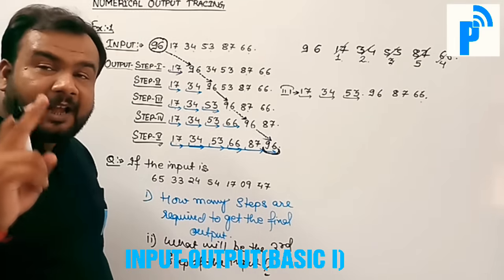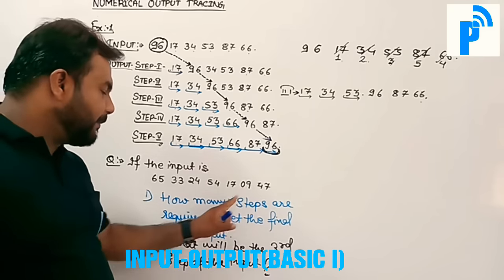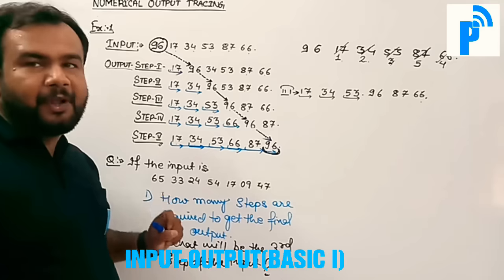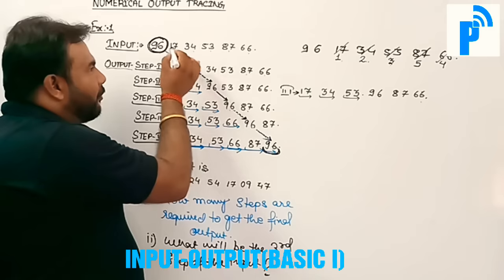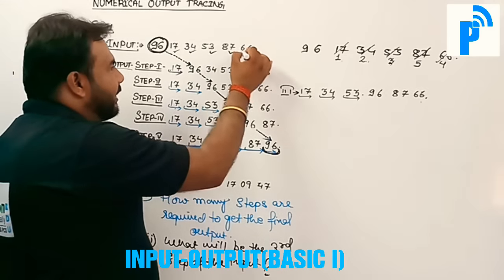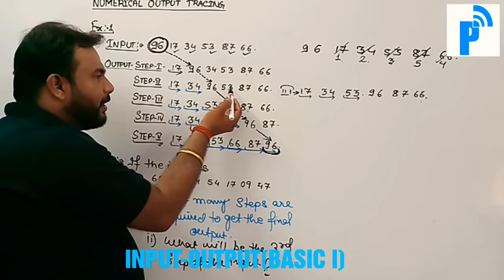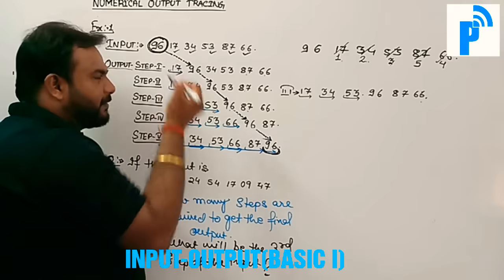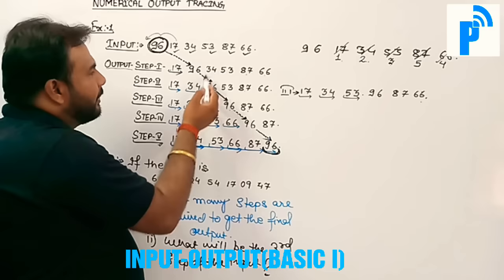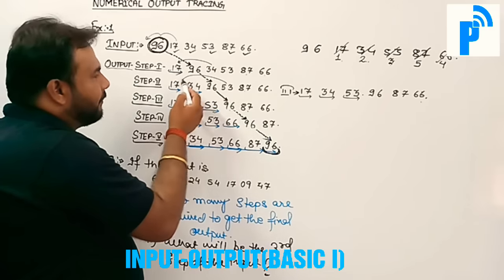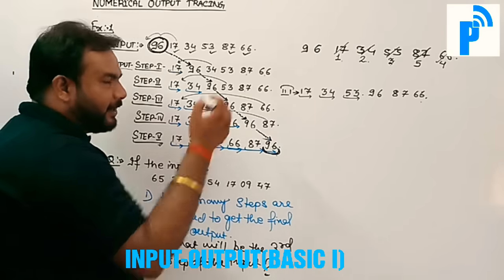Yes or no? But I talked about a hidden trick in this question, and that trick is how many steps are required to get the final output. What you can see is that the biggest number is 96 and all the numbers are smaller than 96, and all the numbers one by one are coming from right side of the 96 to left side of 96. Yes or no? Look, 17 इधर आ गया, then 34 इधर आ गया, then 53 इधर आ गया, then 66 इधर आ गया, then 87 इधर आ गया, then we have 96.